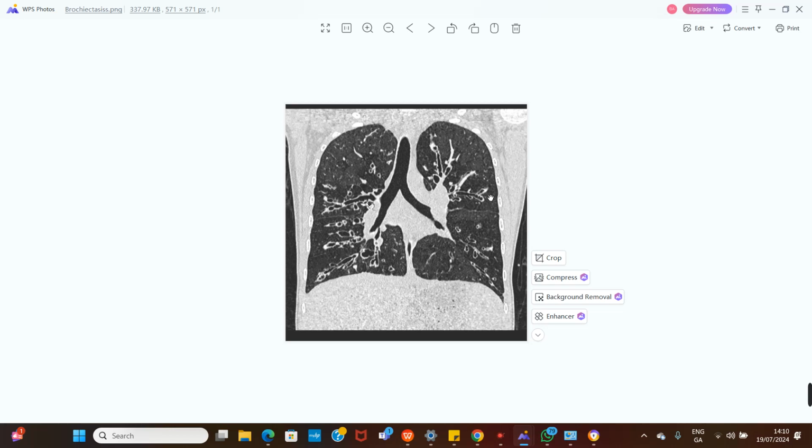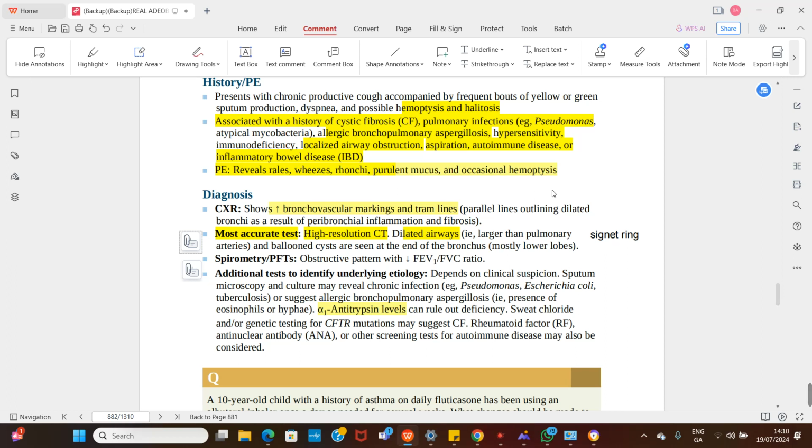Then we see some cystic projection at the end, at the tapering. That's also in keeping with bronchiectasis. So what I have shown us now is a signet ring appearance. The airway is going to be larger than the pulmonary arteries. Normally they should be of equal size, and you're also going to be seeing balloon cysts at the end of the bronchus. That's just like a tapering at the end.